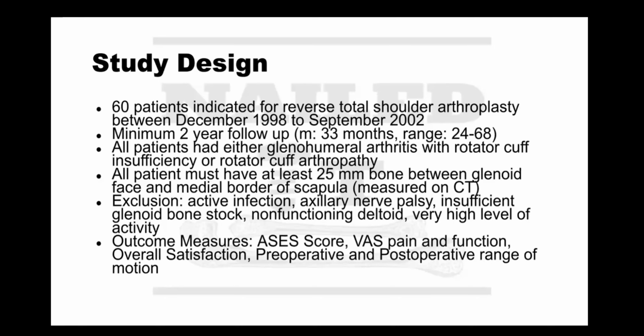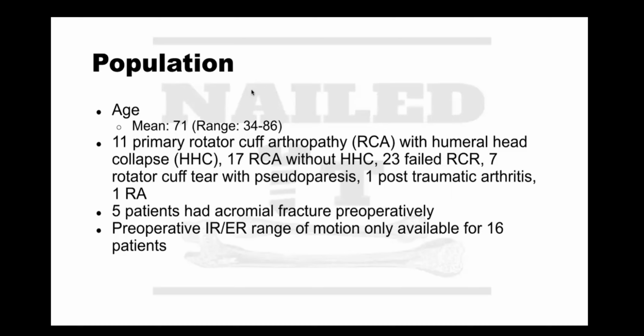What they looked at for scores were ASES scores, their VAS pain and function scores, overall satisfaction, as was used in the prior studies, basically a Likert scale of yes or no, and preoperative and postoperative range of motion. So the patient population was a mean age of 71 with quite a large range, between the ages of 34 to 86. Being that the mean is closer to the high range, there were only a few patients below the age of 60. There were 5 patients below the age of 60.